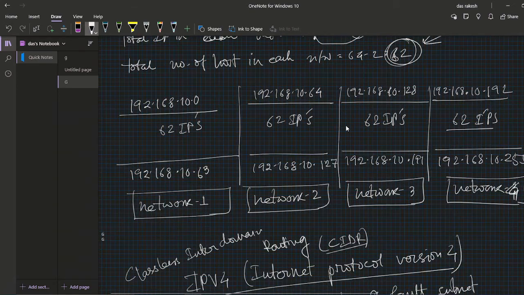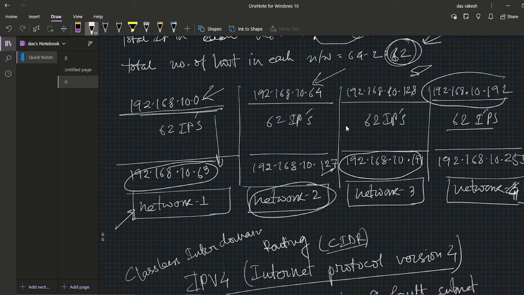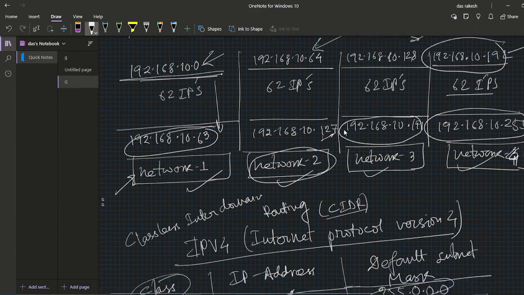So coming to the point, for our first network, this is the starting IP address and this is the broadcast IP; this is the network IP, this is the broadcast IP, these are for network 1. Each network contains 62 usable IPs. Then network 2 starts from 64 and ends at 127. Then network 3 starts from 128, and the last IP address, the broadcast IP address, is 191. The next network ID is 192, and the last broadcast ID is 255. So these are network 1, network 2, network 3, network 4, our 4 networks.